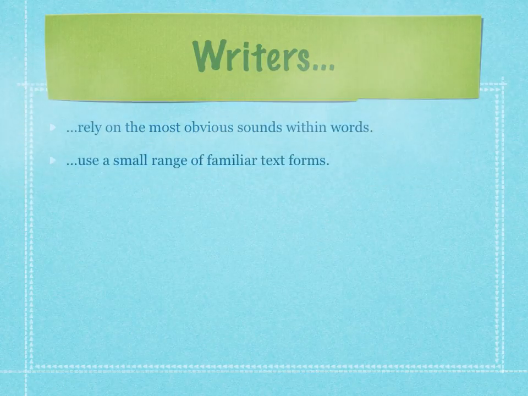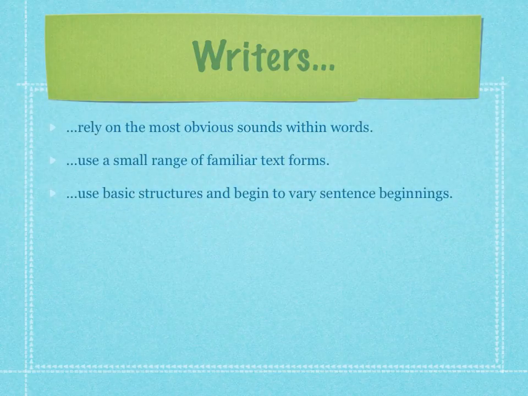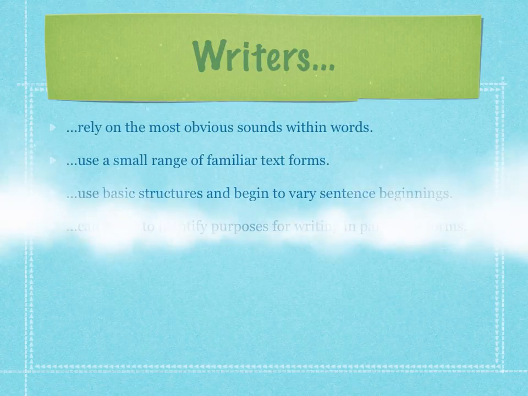We also want them to be using a small range of familiar text forms, and expanding that range of familiar text forms. So if they're really, really comfortable with lists, and cards, and letters, helping them continue to think through the variety of forms that kiddos are using. They'll begin to use basic structures and begin to vary sentence beginnings. So it might be, instead of the dog went to the market, my dog went to the market. Those kinds of things are going to start changing during this time as well.